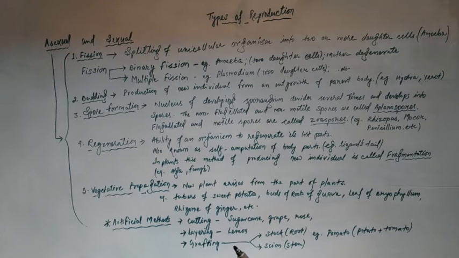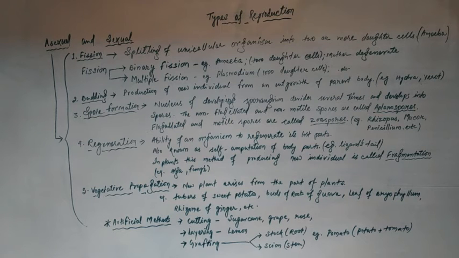In layering, what happens? Any branch of the plant is brought to the ground, and the part of the branch which is lowered and about to touch the ground, in that place soil is mounded, and within a couple of days or a week, new roots arise from the part of the plant which has been mounded with soil. The common example is lemon.